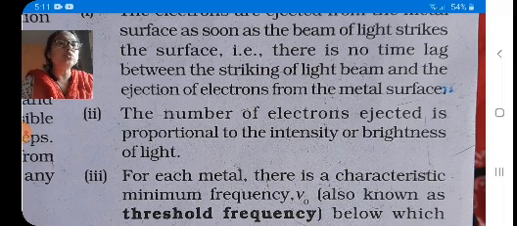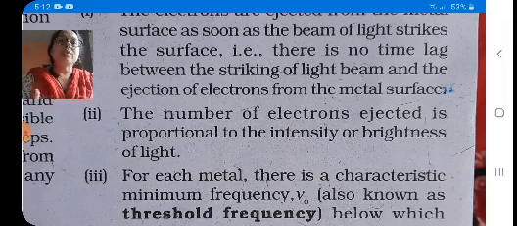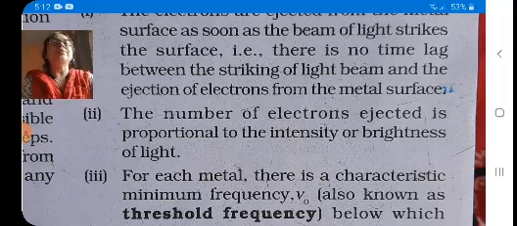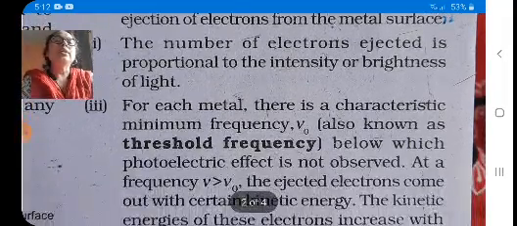The number of electrons ejected is proportional to the intensity or brightness of light. I hope you understood what you mean by intensity. Greater the intensity, greater the brightness of light. So I hope you got it. The number of electrons ejected is proportional to the intensity or brightness of light.